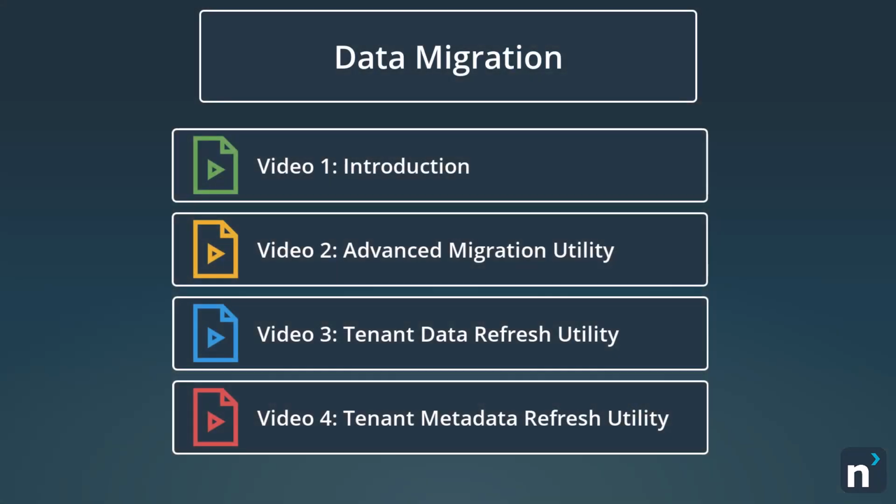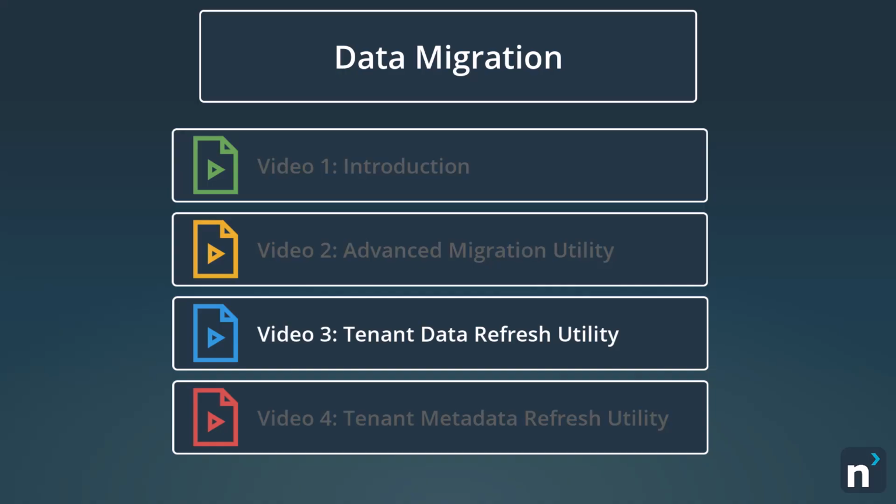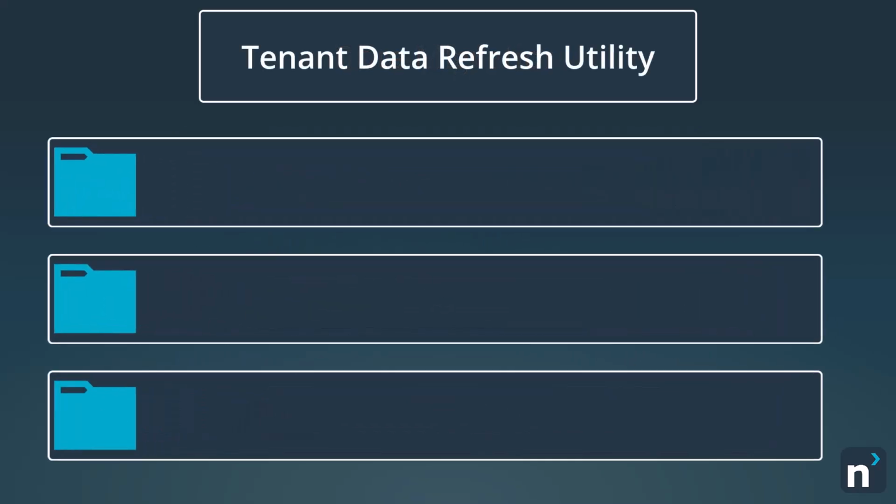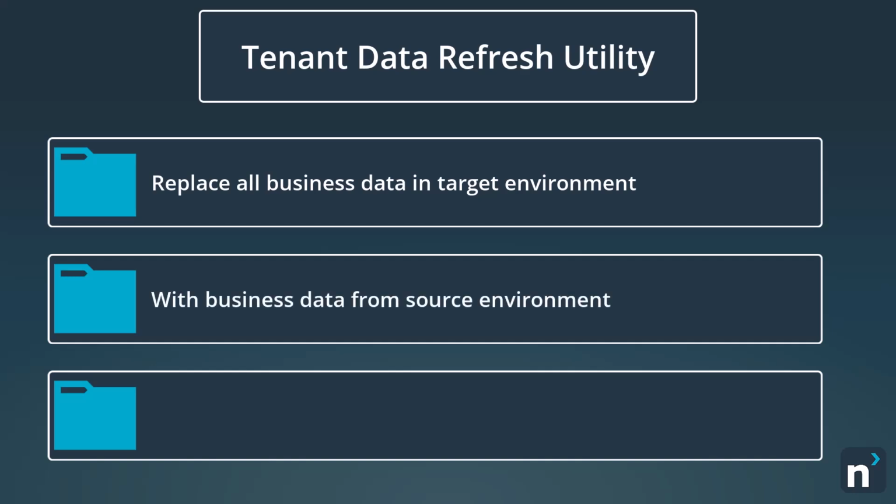In this video, we demonstrate how to use the Tenant Data Refresh Utility application to copy business data in the production environment for use in a different environment. The Tenant Data Refresh Utility application is designed to replace all business data in a target environment with data from a source environment. Once complete, you cannot recover the data that was originally in the target environment.